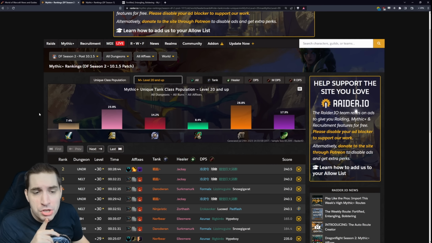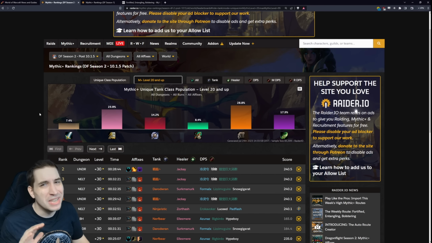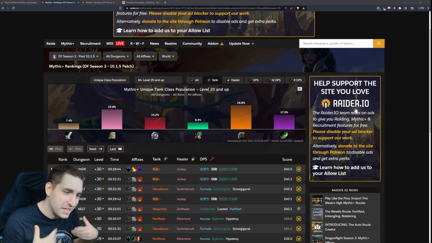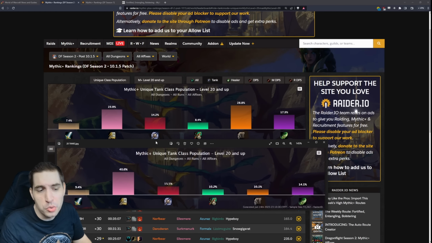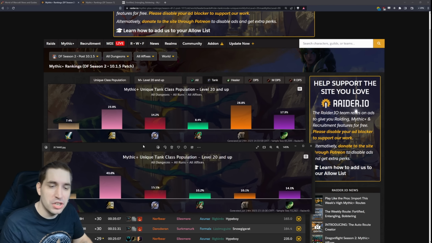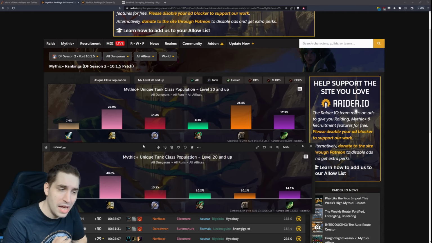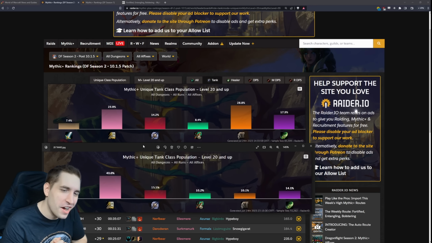What I thought was interesting was also to go back with a time capsule and remember the good old days of roughly right before the release of this patch. Because if we go to that point, by the end of Season 2 before the release of this patch, more or less, you do see in quite nice contrast the popularity growth of Guardian Druid. You also see some slight changes in a positive note for Vengeance Demon Hunter and, of course, the loss of Protection Paladin compared to how things are now.